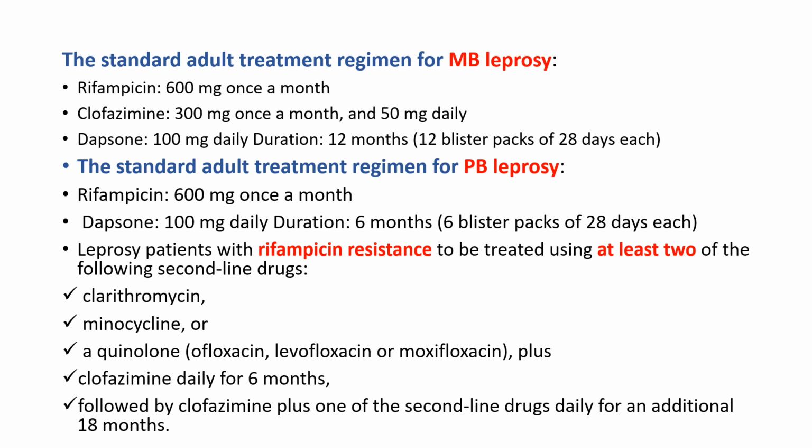This is followed by, after the 6 months, clofazimine to be continued along with, instead of 2, one of the second-line drugs daily for an additional 18 months. So when there is resistance to rifampicin, what happens? The drug combination changes, and the duration also lingers much longer.